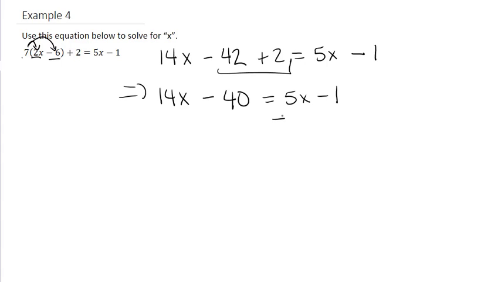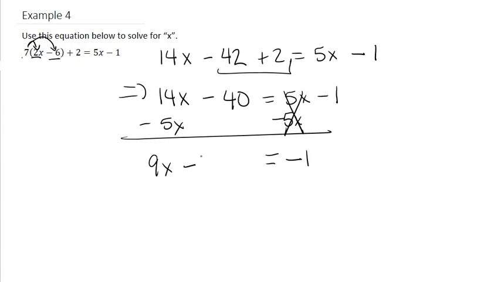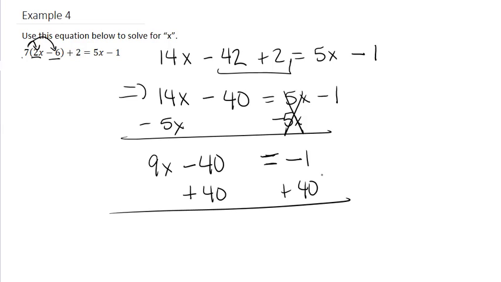So the first thing I'm going to do is go minus 5x on both sides. Let's get rid of the x's on the right hand side. So we're left with just negative 1. So now we have 14 minus 5x, so it's 9x minus 40, which equals negative 1. Then what we'll do is add 40 to both sides, to start isolating this x. This just becomes 0, so we're left with 9x, which is equal to 39.